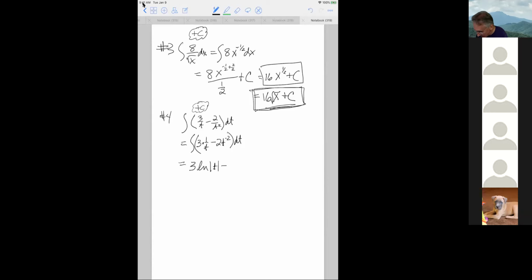minus, the 2 is there. I've got to raise the power by 1 and divide by that new power. Negative 2 plus 1 gives me negative 1, so I've got to divide by the negative 1. And you guys, it's really important to make sure you keep track of your minus signs here. So you're going to have a negative out front where you're subtracting 2t.